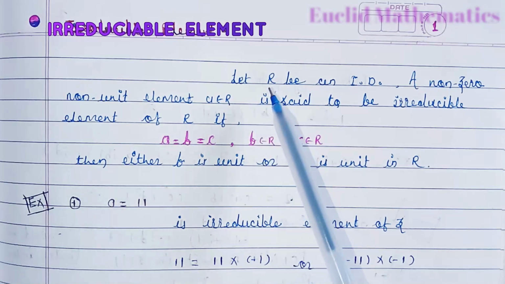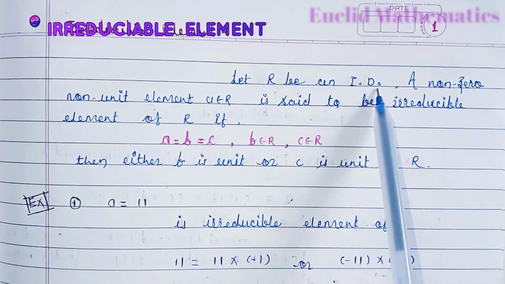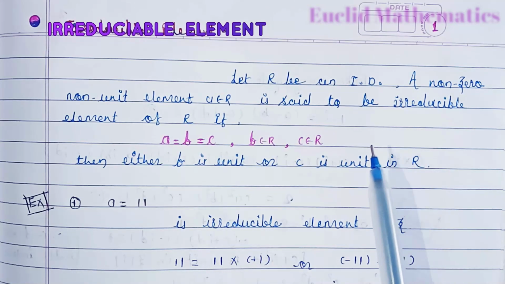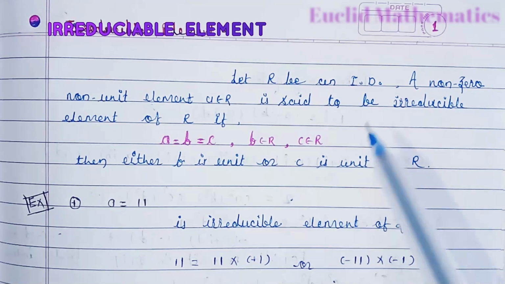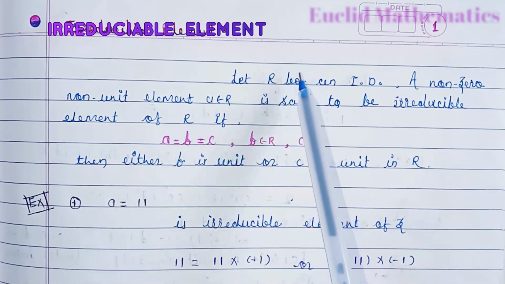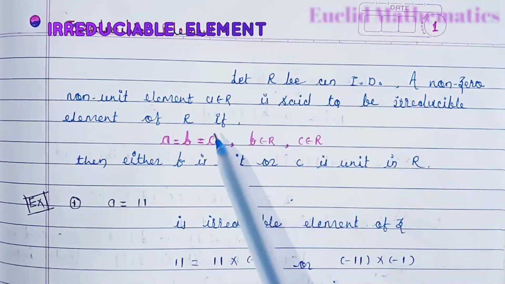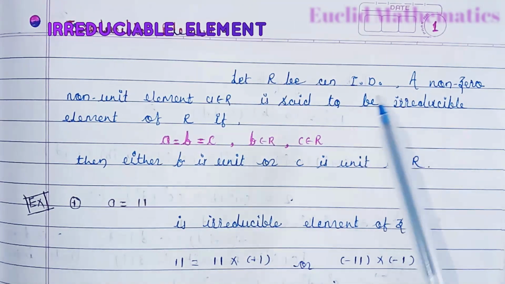It says that R is an integral domain. So what is meant by integral domain? A commutative ring with unity, and it has no zero divisors. That means if we consider two elements from the ring that are both non-zero, then their product is non-zero. If their product is 0, then one of the elements from that ring has to be 0. So we call it an integral domain.